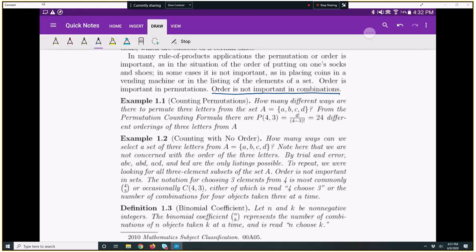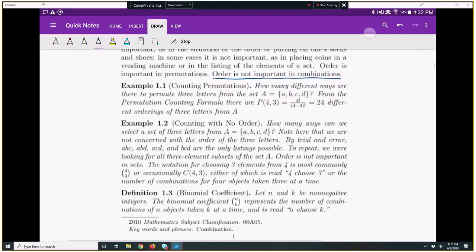So for example, how many different ways are there to permute the 3 letters of the set A, B, C, D? This is what we learned in Lesson 2. We found that there were 24, and we had the formula. Permutations for 4 objects taken 3 at a time is 4 factorial divided by 4 minus 3 factorial. It's 24. So that gives you 24 different orderings of 3 letters from A, B, C, D.